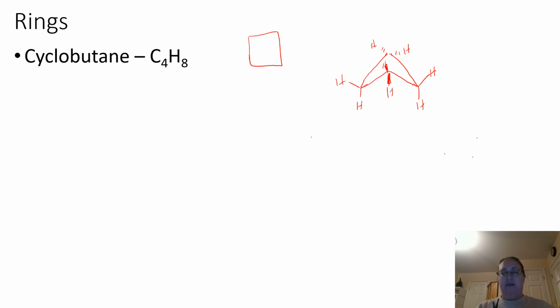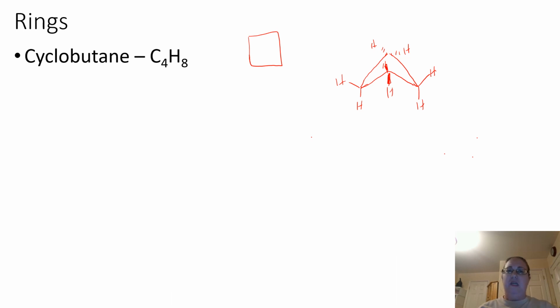If it adopts this puckered shape, and I can make this a little bit with my model kit, where those two carbons in the middle are higher than they are on the ends, you can see that my hydrogens are no longer eclipsing. If we look down some of those bonds, you can see that staggered notation between those bonds, which then allows us to get rid of some of that strain.